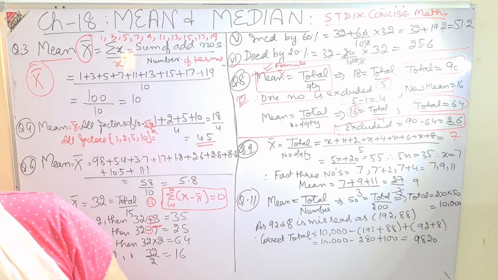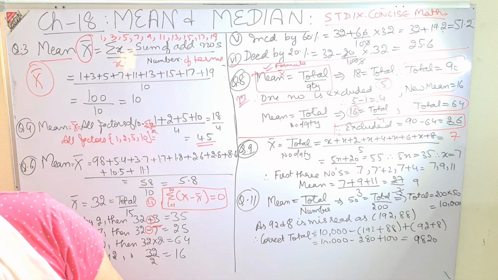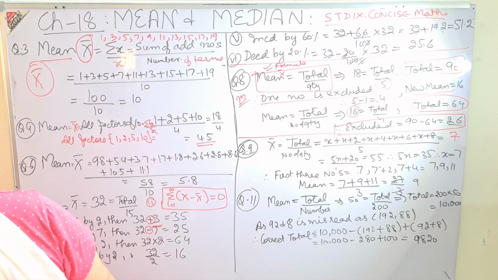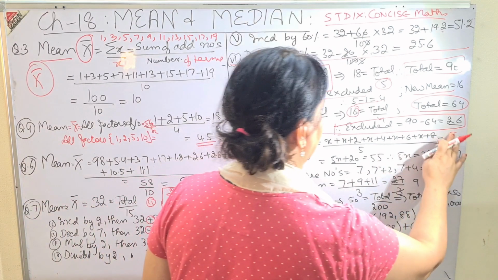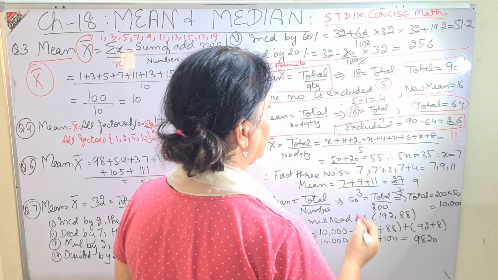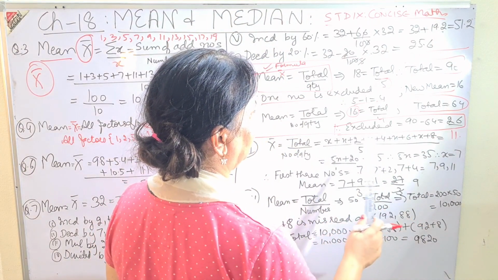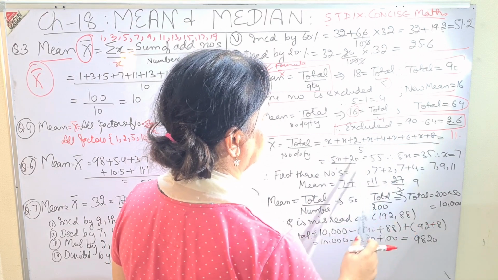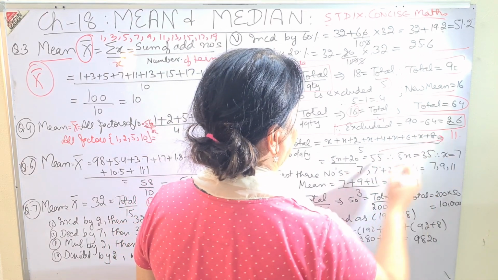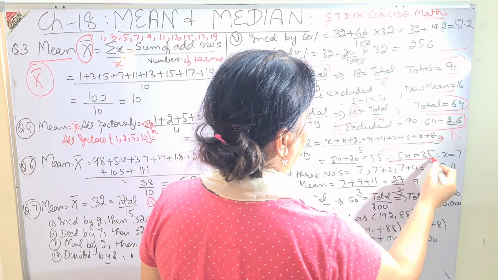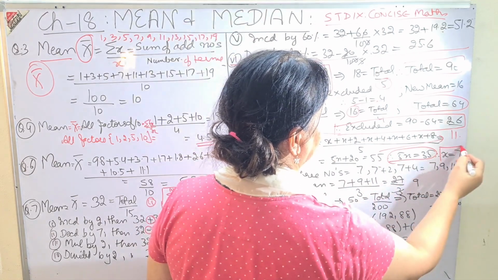The mean was given to me as 11. So children, very simple. x plus x plus x plus x plus x is 5x, and 2 plus 4 is 6, 6 plus 6 is 12, plus 8 is 20, and 5 elevens are 55. Take 20 to the other side and 5x is equal to 35. So x is equal to 7.